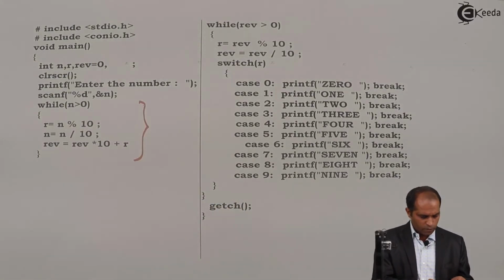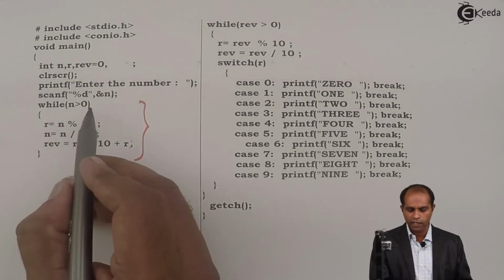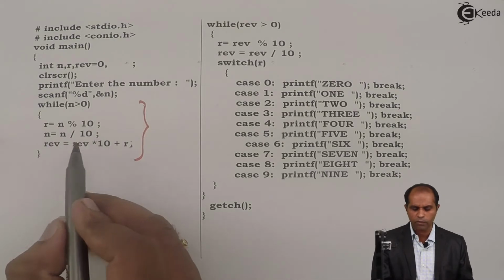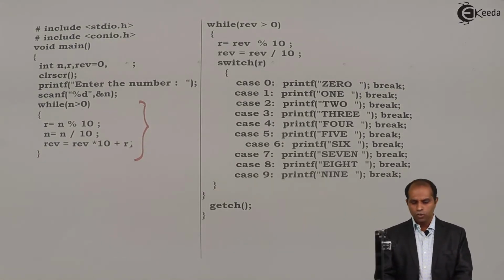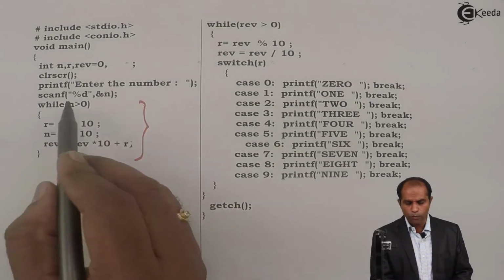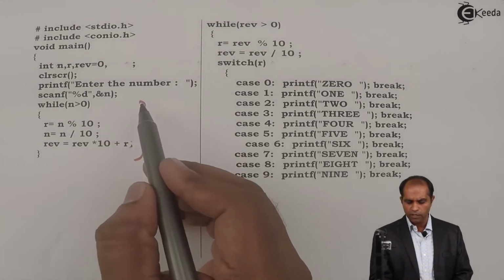So how to get the reverse of the number? The reverse of the number is the same as the previous logic. While n greater than 0, R equal to n mod 10, n equal to n by 10, rev equal to rev asterisk 10 plus R. So this entire loop gets you the reverse of the number. So first read the number and then find the reverse of the number.